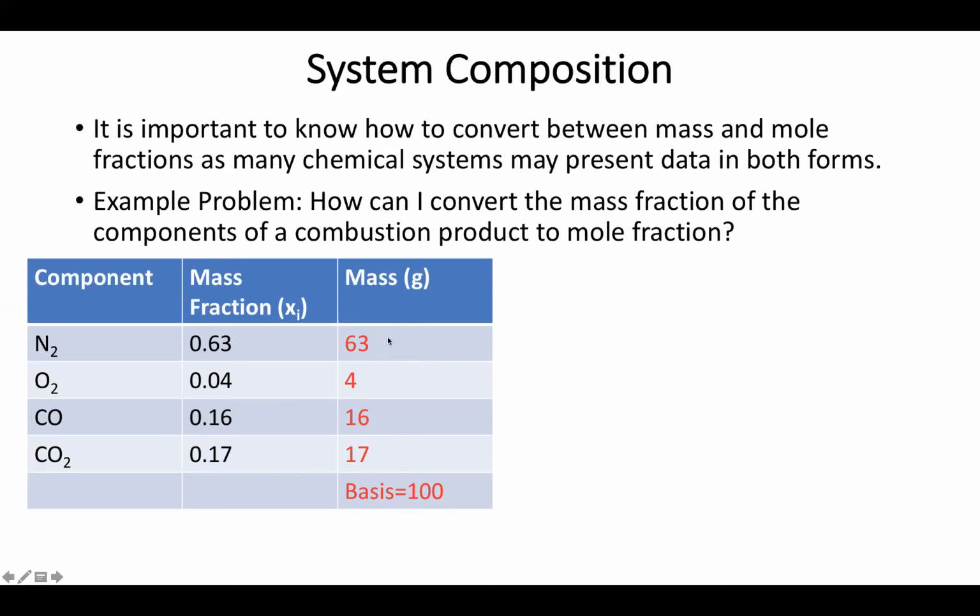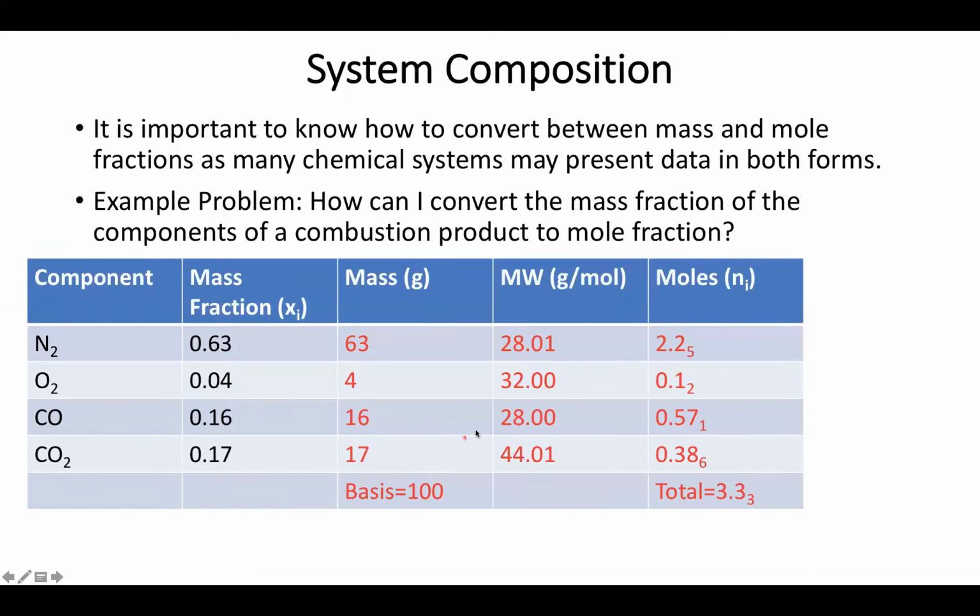Because once I have the masses, I can go ahead and use my molecular weights to turn these into moles. So then I have the moles of each of the individual components, and this will also give me the total number of moles. So it turns out that a mass basis of 100 grams ends up as a mole basis of 3.3.